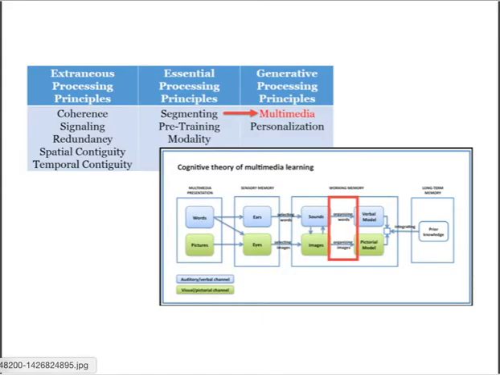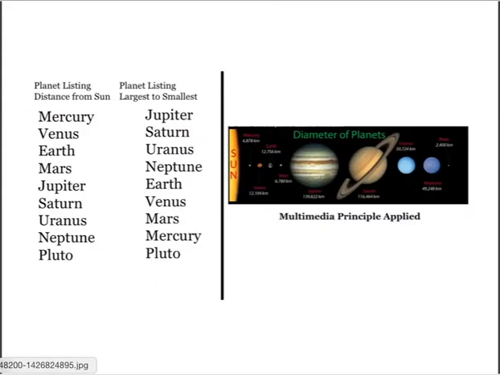The multimedia principle states that we learn better from words and images rather than from words alone. So to really understand this, let's take a look at our planets again. To the left, the planets are presented in list form, first in order from the sun and then in size. To the right, you see the same information presented with graphics integrated with the text.